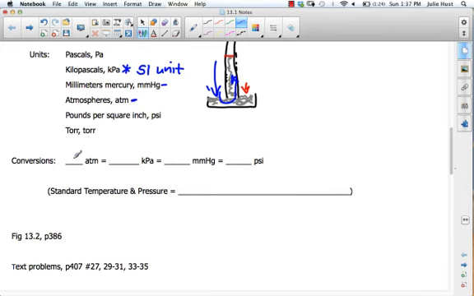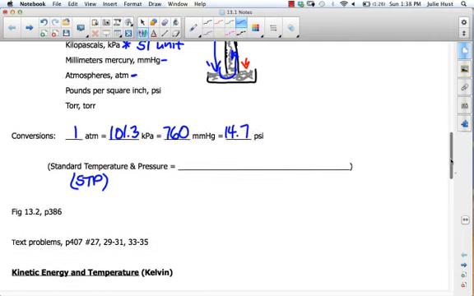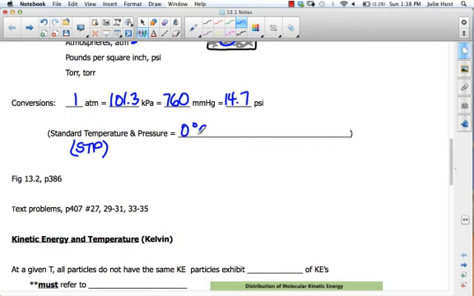Conversion factors you need to know. 1 atmosphere is equal to 101.3 kilopascals. That's equal to 760 millimeters of mercury, which is equal to 14.7 psi. Standard temperature and pressure, which we've talked about already, abbreviated STP, just a reminder. And we talked about this way back in chapter 3, so you may not remember, is 0 degrees Celsius or 273 Kelvin and 1 atm or 101.3 kilopascals.